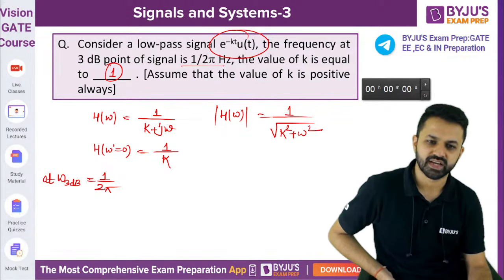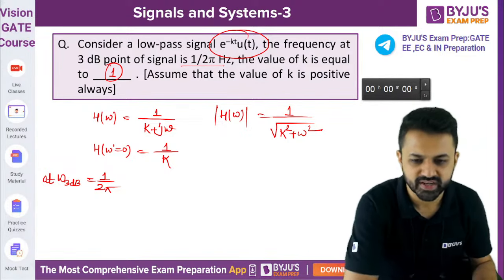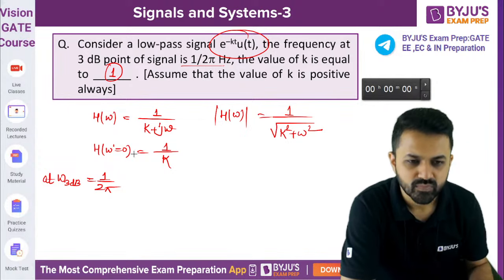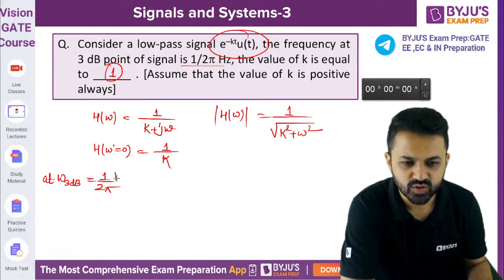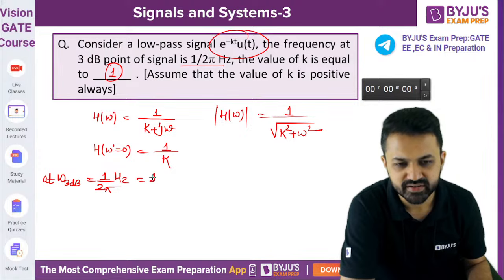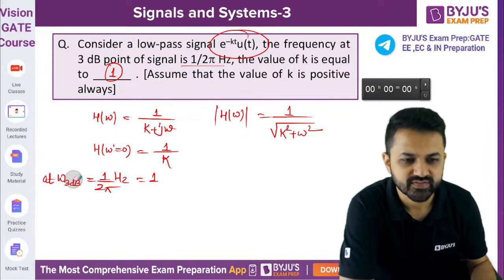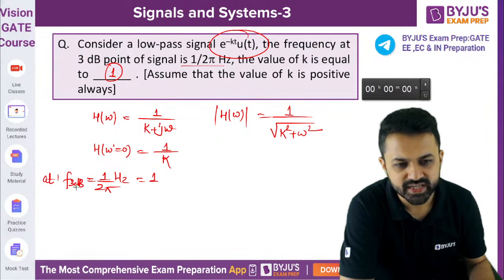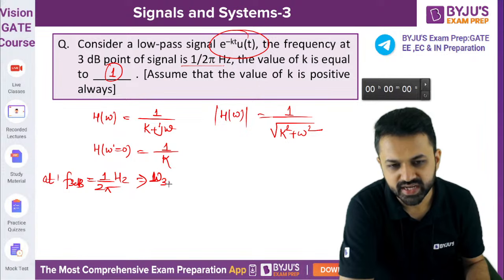So it is in omega domain, it will be 1. Okay, it is given in hertz, so it is 1 actually in radian. We should write in this way. F3 dB is 1 upon 2 pi, so omega 3 dB will be 1.